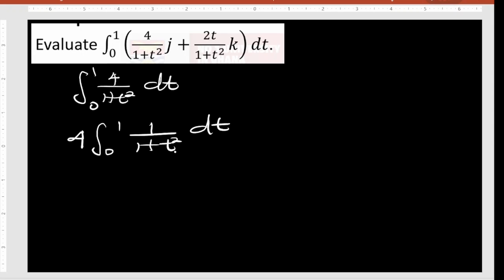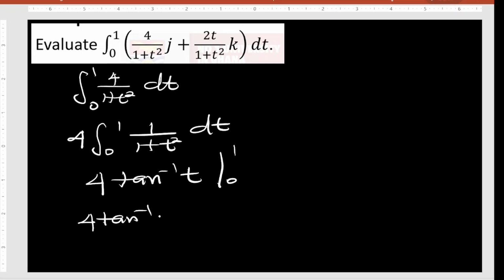1 over 1 plus t squared is the derivative of tan inverse of t. So when we integrate this expression, we are supposed to get tan inverse of t. So this will yield 4 tan inverse of t from a lower limit of 0 to an upper limit of 1. So we are going to have 4 tan inverse of 1 minus 4 tan inverse of 0.